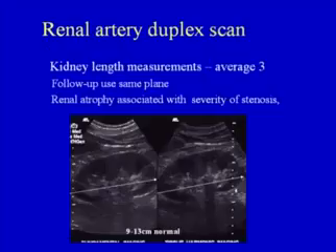with intervention. Kidney length measurements, and it's important to note that when measuring the kidneys due to the awkward plane that they lie in, it is best to take 3 independent pole-to-pole measurements, average those to determine that patient's kidney length measurements. Unilateral small kidney is associated with renal artery stenosis.